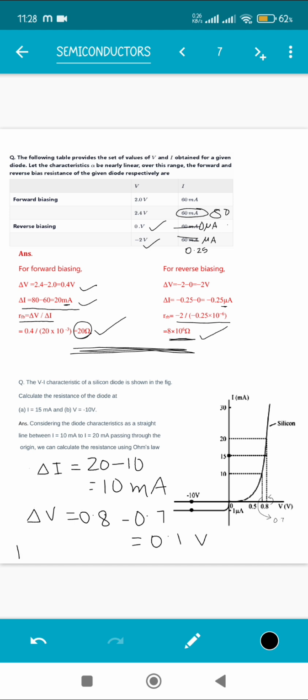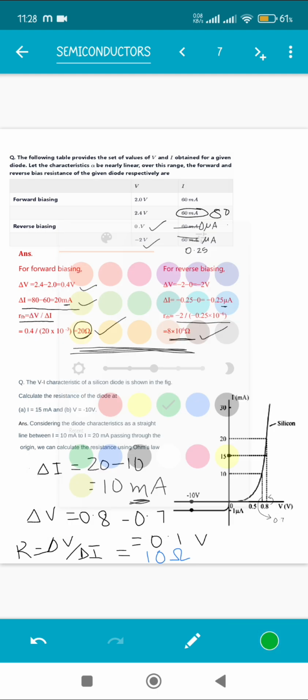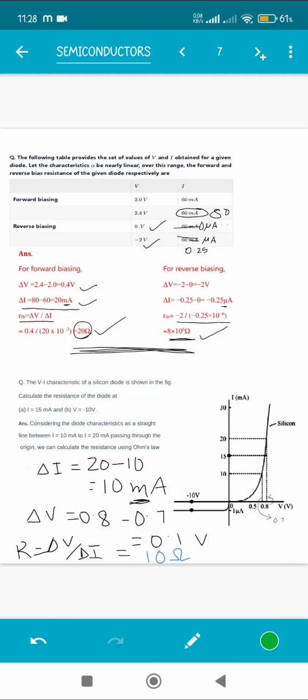So using Ohm's law, we know R is equal to del V by del I. We have just seen this in the previous numerical. If you solve this, make sure you're converting this milli into ampere. You're going to get the answer as 10 ohm. 10 ohm is the final answer. Now what will be the resistance at V is equal to minus 10 volts? Let us find out. I'm writing it here at the top, please consider it. So V is equal to minus 10 volts, and what is the current?